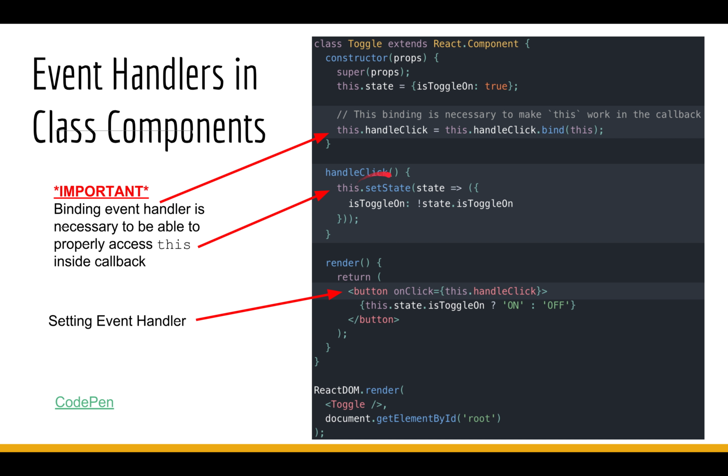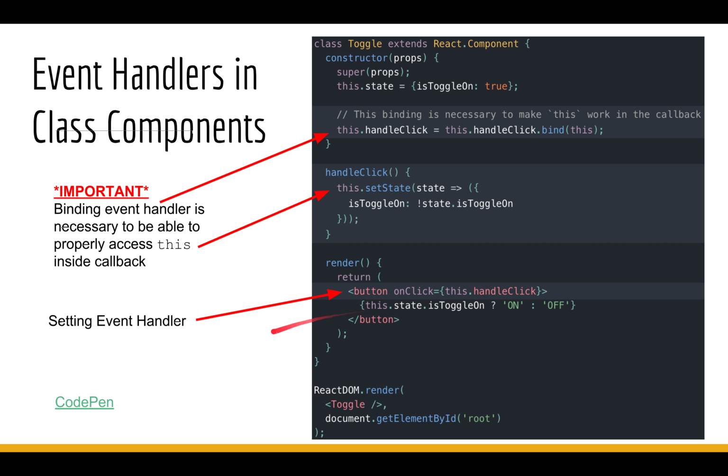So if you ever have a React component and something's not working the way you're expecting it, like a click handler or something, an event handler, is not behaving properly, it's probably because you forgot to bind this to the event handler. And then finally, see at the very bottom here, we're setting our event handler just like you would expect, just like we did in the functional component.